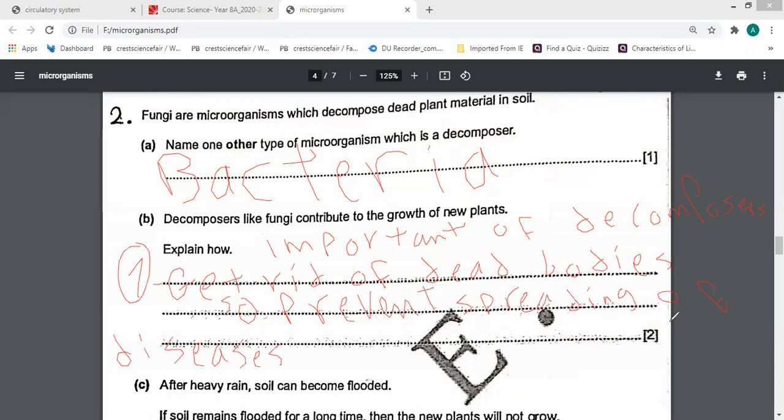Next point, number two, recycling the minerals back to the soil. So the importance of decomposers: get rid of dead bodies, so it prevents spreading of diseases. Number two, recycling the minerals back to the soil. So it will help the new plant to grow.